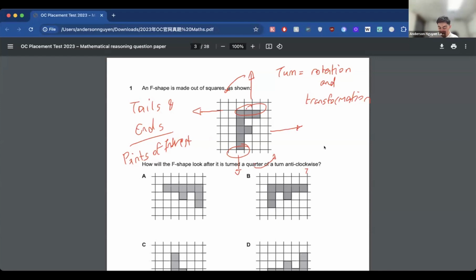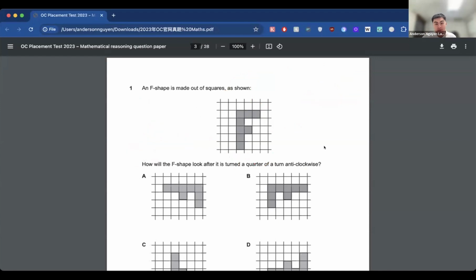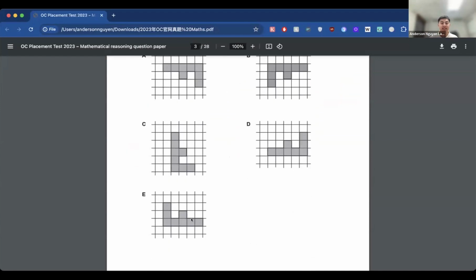So what shape are we going to end up with? If we scroll a little bit further down, you'll see that E would be our answer. Notice how the arrows have moved accordingly for a quarter of a turn, and they've moved in the direction opposite to a clock. So that's a couple of tricks that we have used here. All right, so our first answer is E.